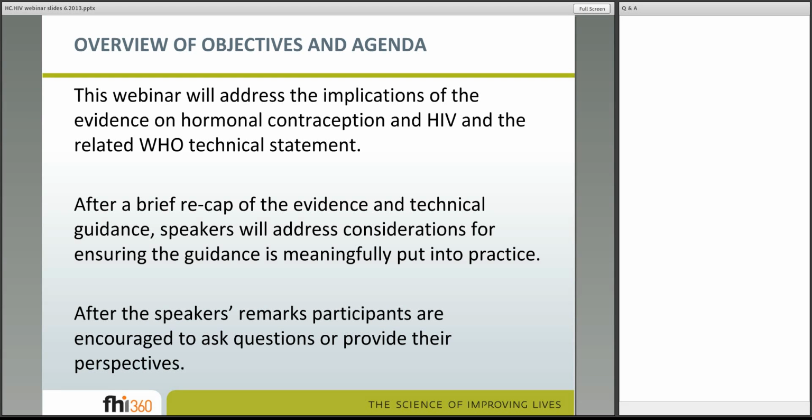The purpose of our meeting is to address the implications of the evidence on hormonal contraception and HIV and the related WHO technical statement, and not just for research scientists, policymakers, and healthcare workers, but also for women themselves. We've gathered several experts to help us with the topic, after which you will participate in an interactive discussion session.